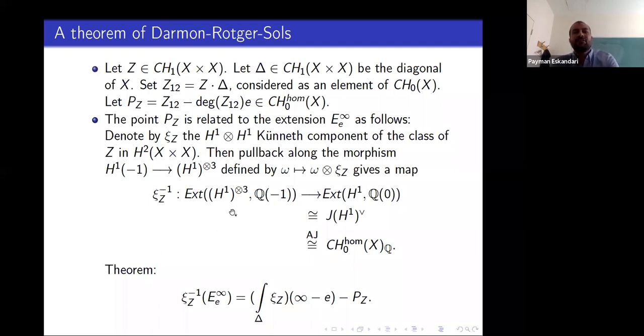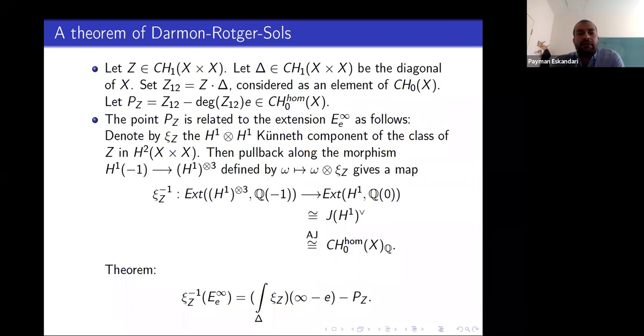So this extension is an element here, and the image of that is now an element of this Chow group tensored with Q, the rational Chow group, a subgroup of the Chow group. What the theorem asserts is that this point is just the integral of CZ over the diagonal times infinity minus E, which is now a point on the Jacobian, and then minus PZ. So that's how PZ is related to this extension here.